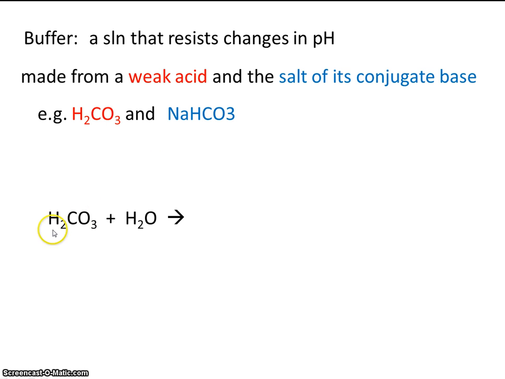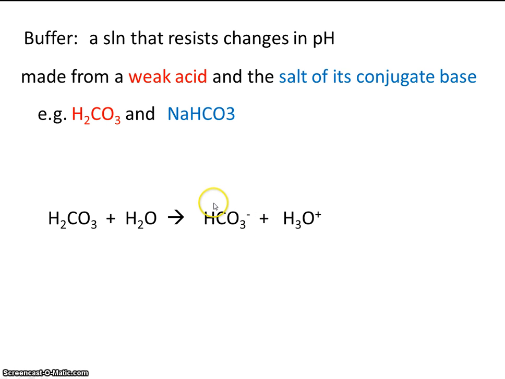So if we mix carbonic acid with water, because carbonic acid is an acid, it will donate a proton, and water will accept that proton. So here's what we have. This is the bicarbonate ion. It's lost or donated its proton, and this water has gained the proton. So this carbonic acid is the acid, and this bicarbonate is the conjugate base.